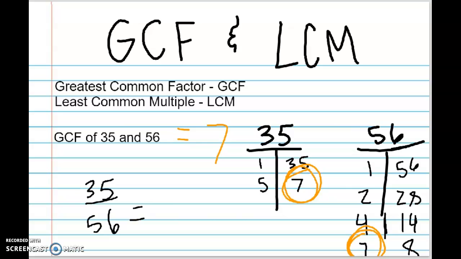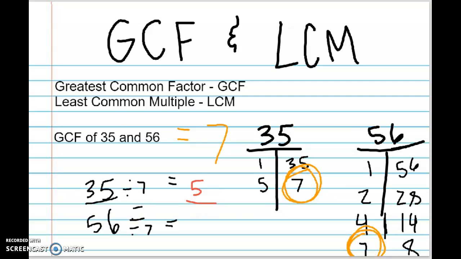What you would need to do, the trick, is divide the top and the bottom by 7, because 7 is the greatest common factor. And what we would end up getting is the simplified fraction. So 35 divided by 7 equals 5.